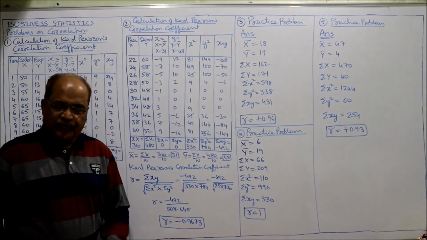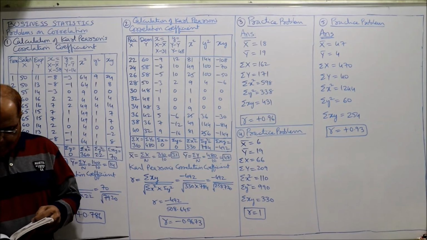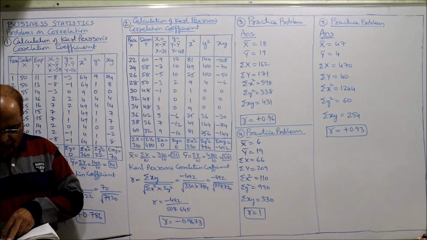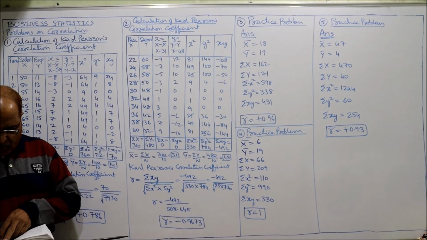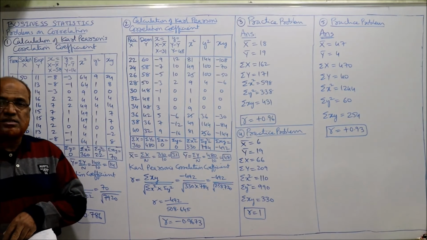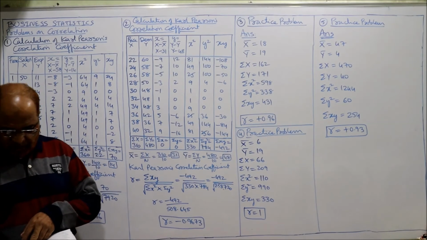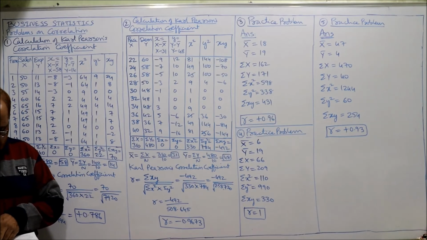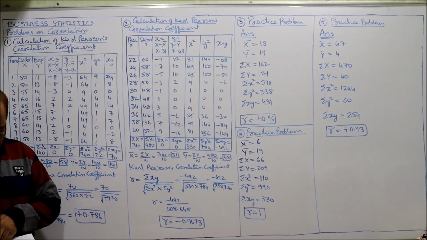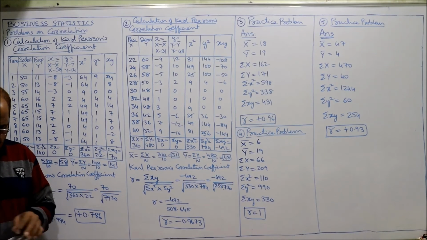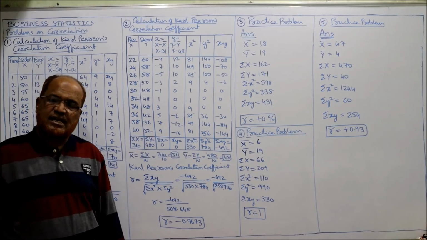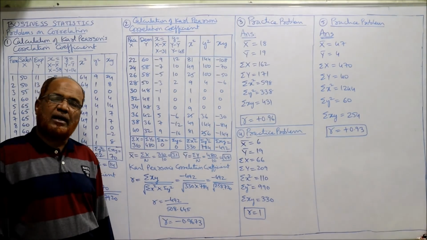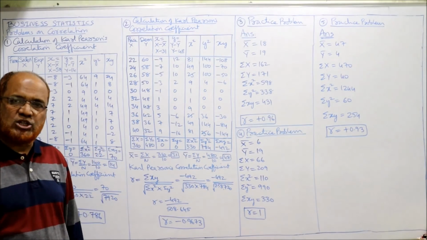Practice problem 4. Fourth problem you see. Find the coefficient of correlation between X and Y according to Karl Pearson's formula. X values are given 1, 2, 3, 4, 5, 6, 7, 8, 9, 10, 11. And Y values are given 4, 7, 10, 13, 16, 19, 22, 25, 28, 31, 34. The values are given for x and y. We are required to calculate Karl Pearson's coefficient of correlation.